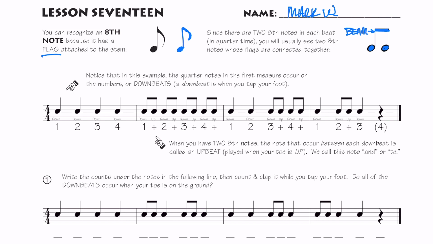Whenever I have quarter notes in quarter time, if I think about tapping my foot, each one of the numbers is when my foot hits the ground. So in this measure, 1, 2, 3, 4, my foot hits down on each one of those counts, so I call those downbeats. Now, in between those beats is going to be an up.